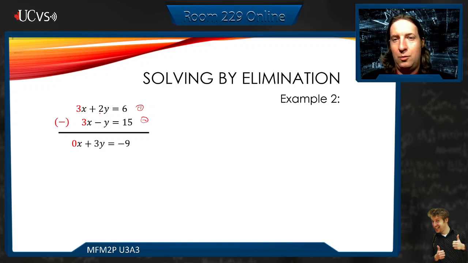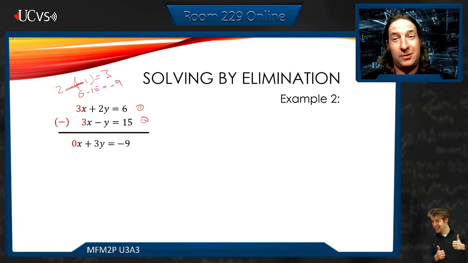So 2y subtract negative y. So that's saying 2 take away negative 1. Right? So 2 take away negative 1, that's take away a negative, that's just like a big plus. So that's 3. So 2 take away negative 1 is 3y. And then 6 take away 15. 6 subtract 15 is going to be negative 9.